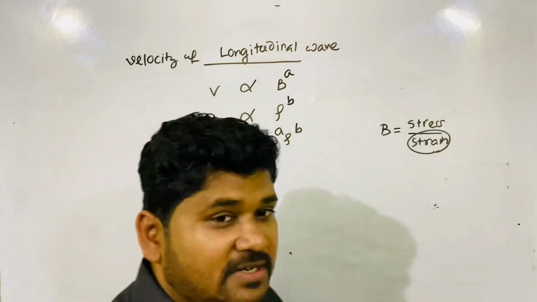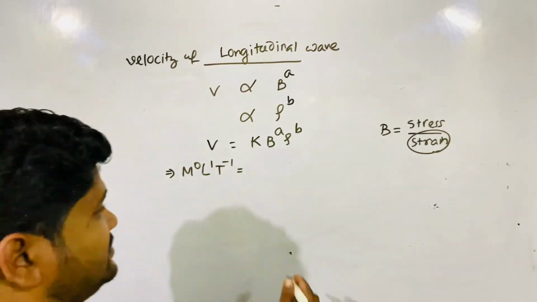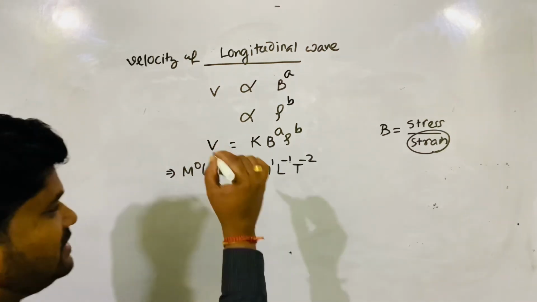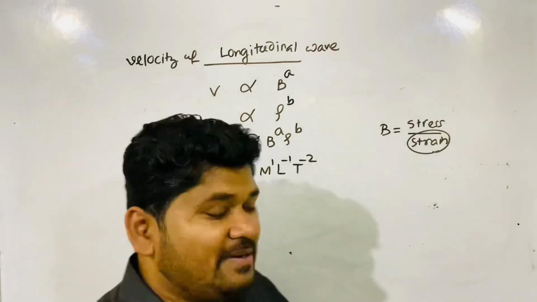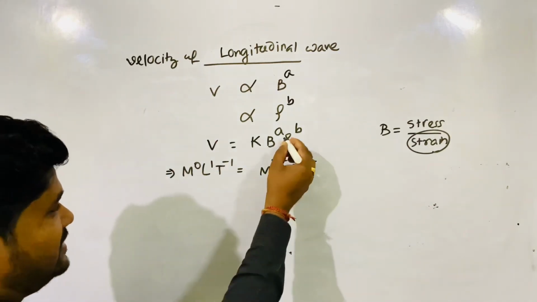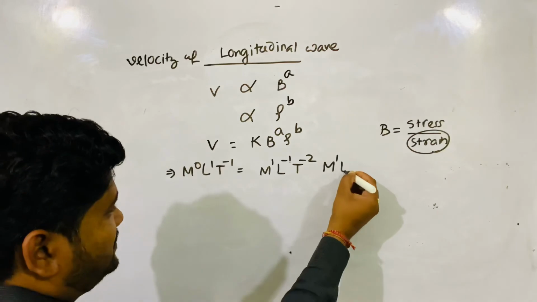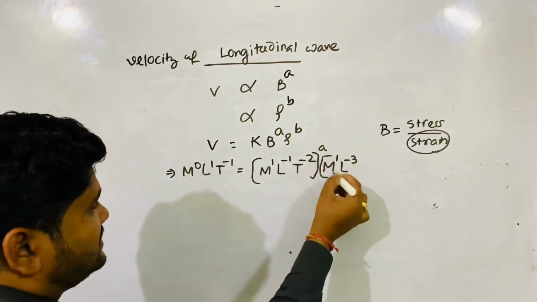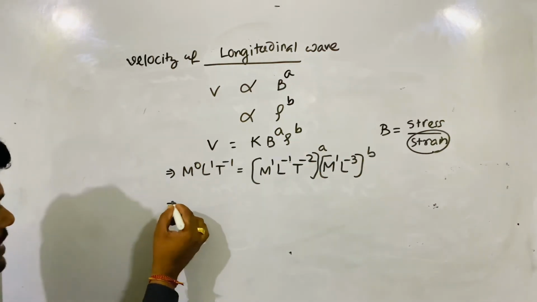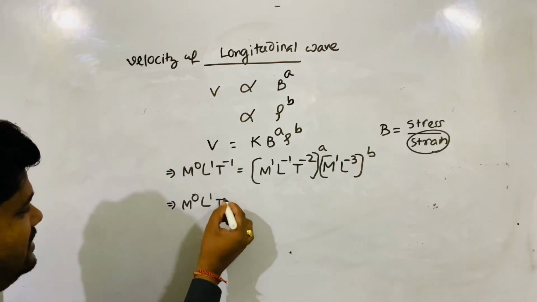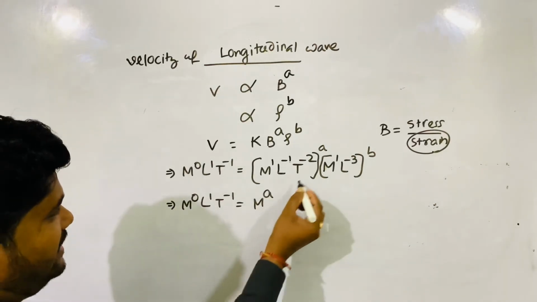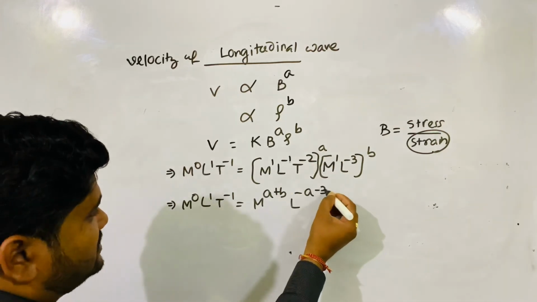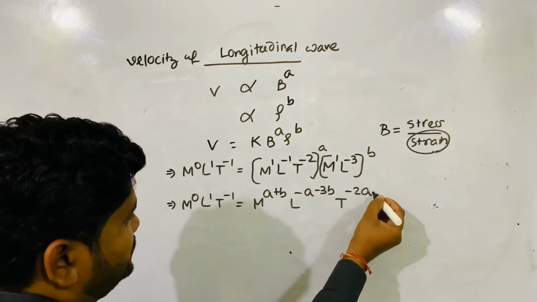And stress is what? Force by area. So its dimension is M1 L minus 1 T minus 2. Then rho is mass by volume, M1 L to the power minus 3. So this is power a, this is power b. Then M0 L1 T minus 1 equals M to the power a plus b, L to the power minus a minus 3b, T to the power minus 2a.